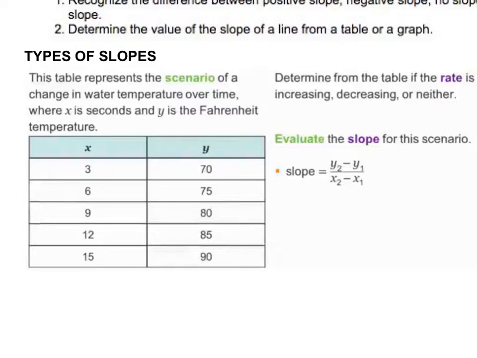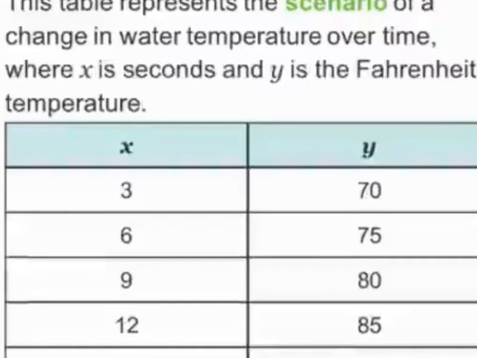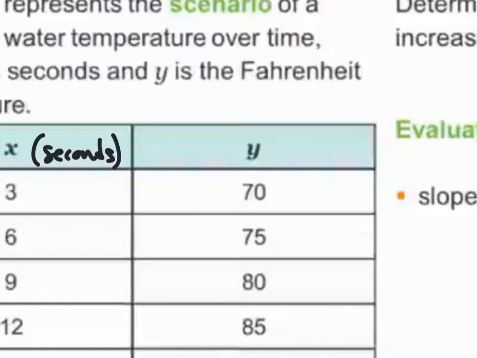Now, this table represents the scenario of a change in water temperature over time, where X is seconds and Y is degrees Fahrenheit of temperature. So I'm going to do X in seconds and Y in degrees Fahrenheit.